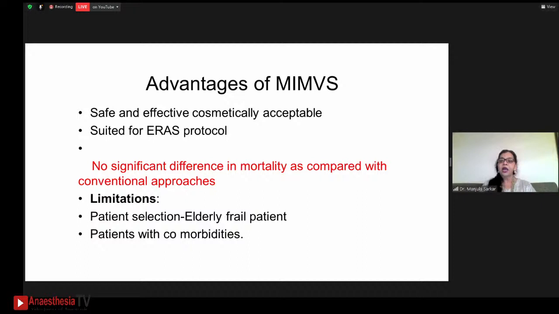Advantages of minimally invasive mitral valve surgeries: safe and effective, cosmetically acceptable, suited for ERAS protocol. No significant difference in mortality as compared to the conventional approach, these studies are saying. Limitations are patient selection, elderly frail patients, and patients with comorbidities.